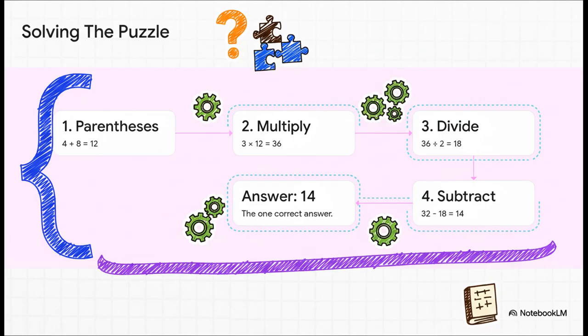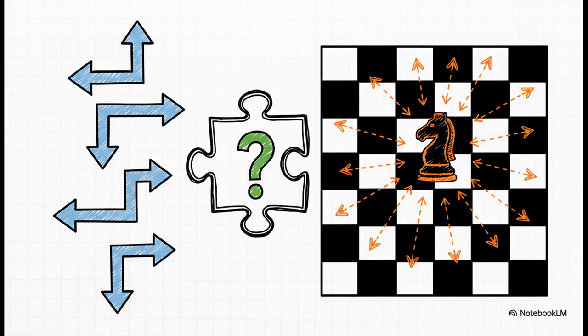Okay, step 2, multiplication and division left to right. First thing we see is 3 times 12, that's 36. Now we have 36 divided by 2, which is 18. And look at that. All we have left is step 3, 32 minus 18. And the one single correct answer is 14. We did it. Fantastic. All right, you're pretty much a pro at this now.